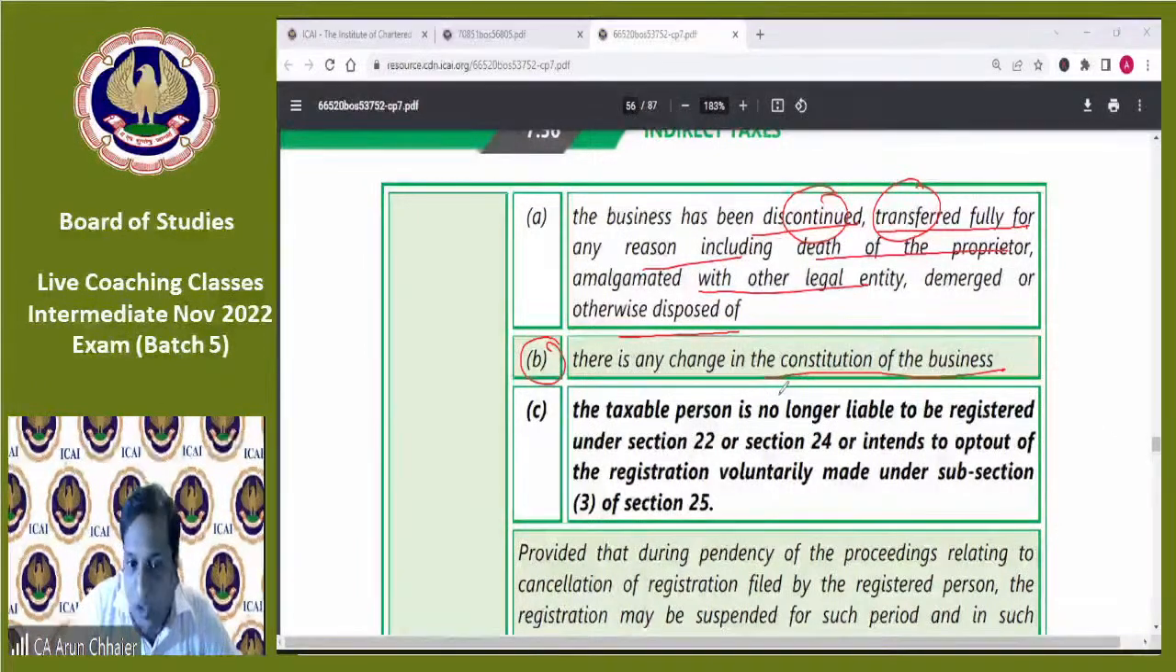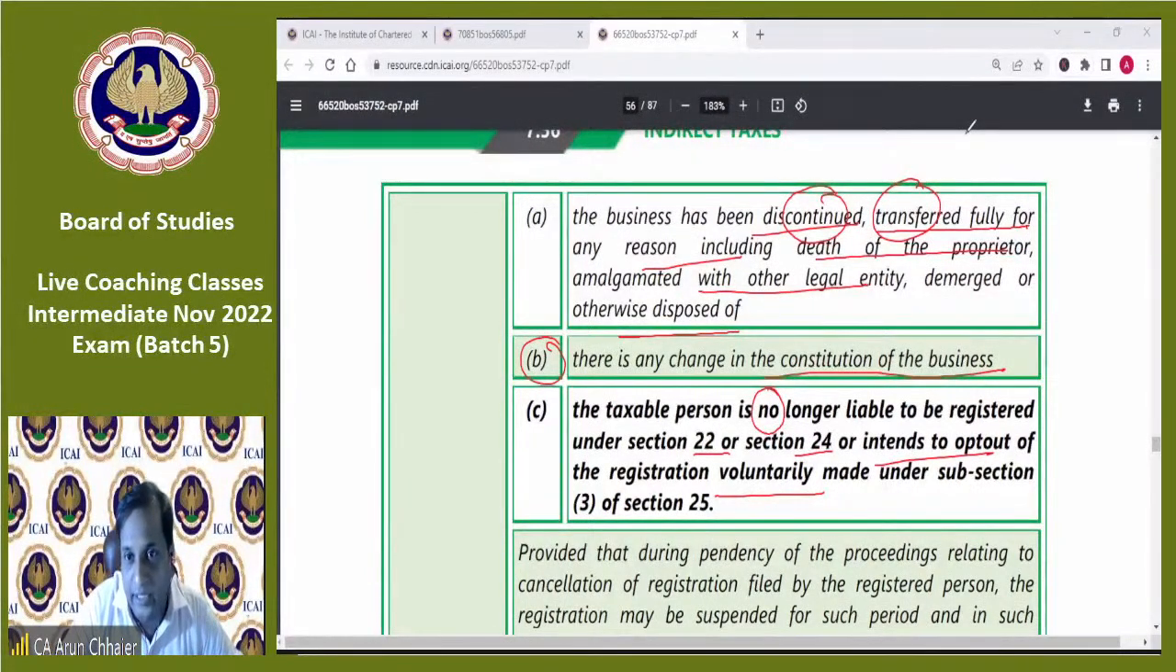The taxable person is no longer liable to be registered under 22 or 24, either because his actual turnover or aggregate turnover is below the threshold limit, or he would like to opt out from voluntary registration, or one has applied voluntarily, but now he thinks his turnover would not cross the threshold and he is not interested to continue that GST number for any reason. He can file the application for cancellation, or the officer can also suo motu cancel the registration.